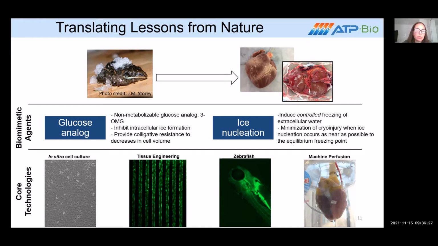The second tool that we use from the wood frog are potent ice nucleators. The wood frog actually has ice nucleators all over its skin. And as ice starts to form outside in the external environment, these initiate ice formation at relatively higher temperatures.